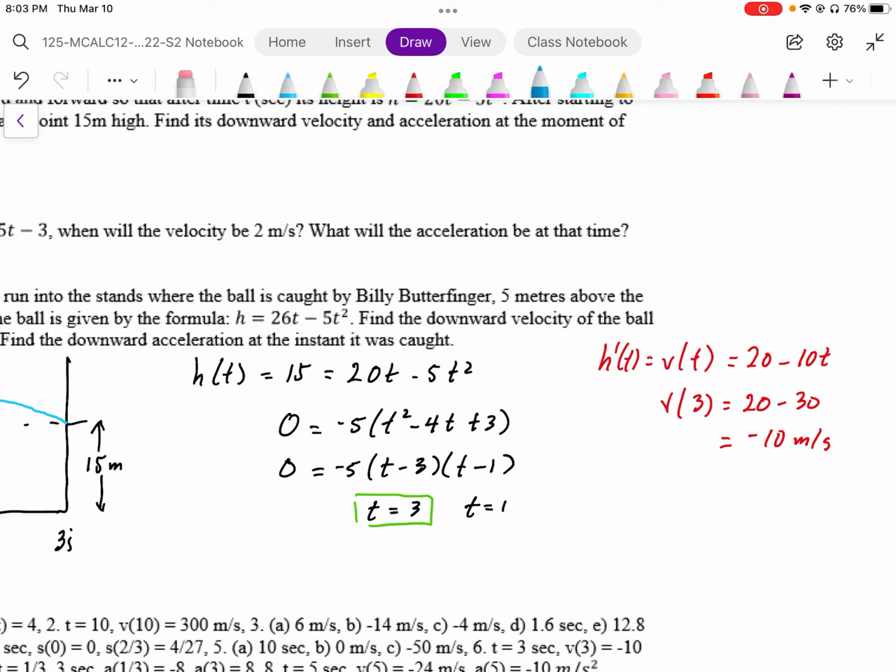The second part of this wants us to know the acceleration. So to do that, we need to differentiate one more time to get the second derivative of the height. So v prime t is going to be our acceleration. So acceleration is going to be negative 10. So in this case, acceleration is constant at negative 10 meters per second squared. And this would represent the constant acceleration of gravity, which is a rounded version of 9.8 meters per second squared.